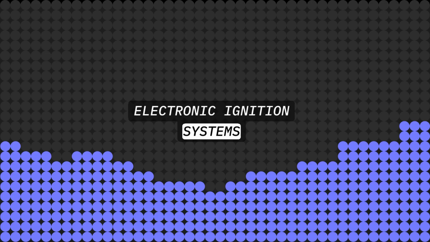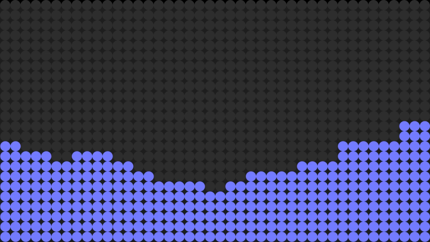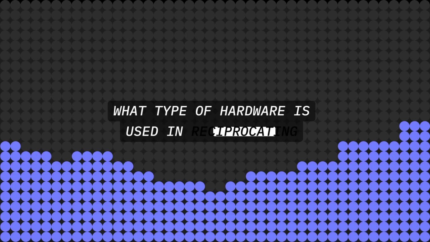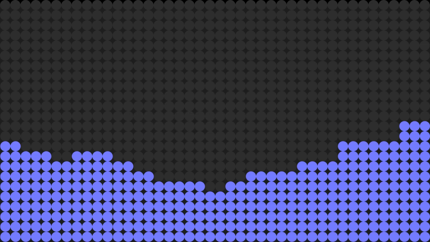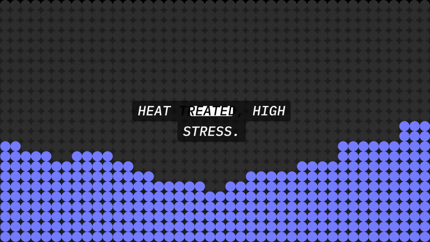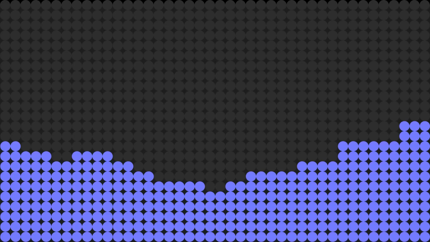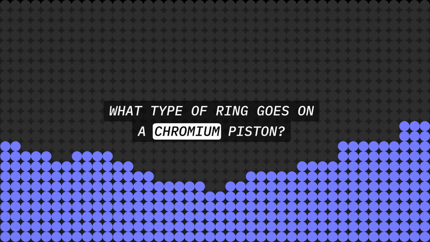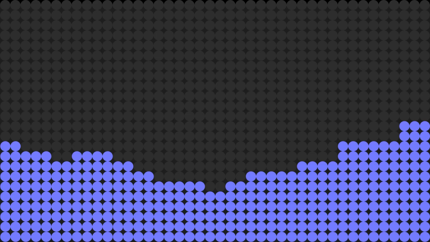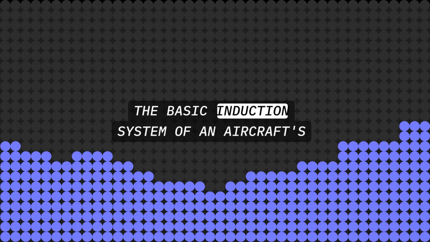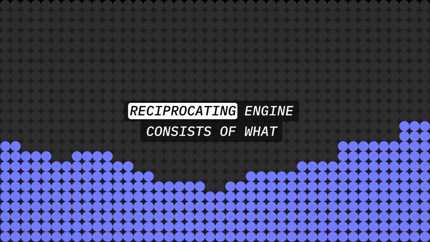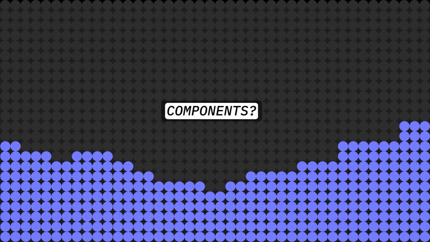Electronic ignition systems. What type of hardware is used in reciprocating engine mounts? Heat-treated high stress. What type of ring goes on a chromium piston? Iron. The basic induction system of an aircraft reciprocating engine consists of what components?